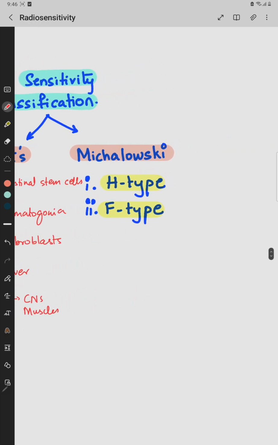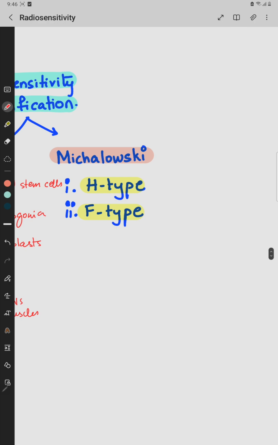Now Michalowski classification. H type. These H type is hierarchical tissues. These can be divided into two more compartments, like differentiated and undifferentiated cell groups. And these are the tissues which divide continuously. Example is again intestinal stem cells.